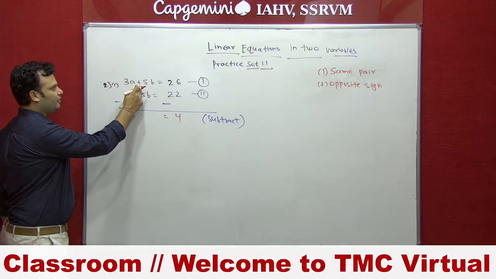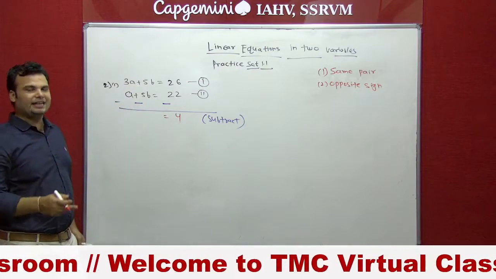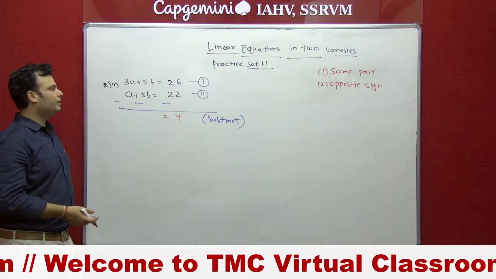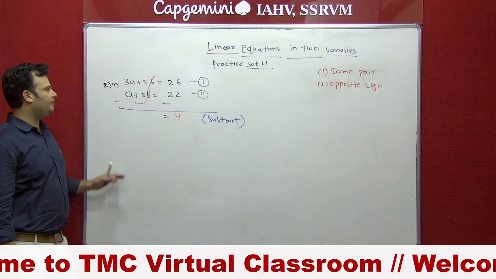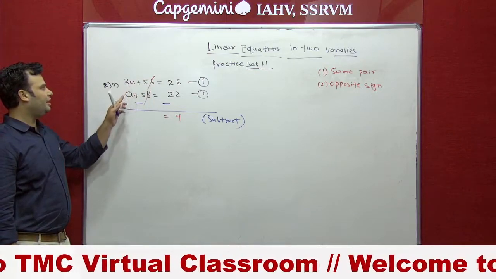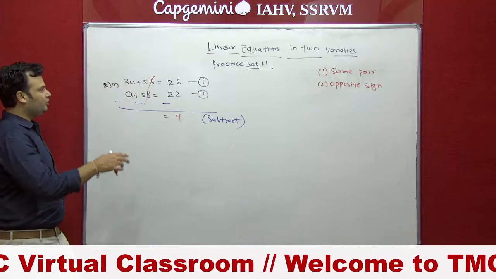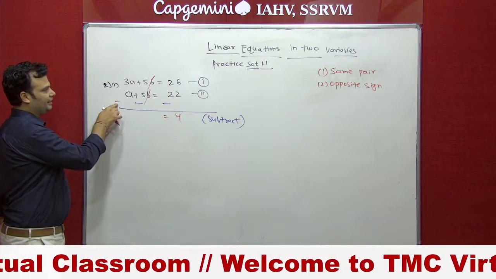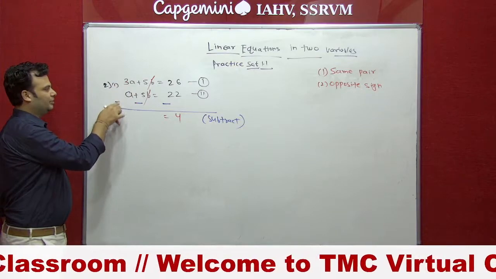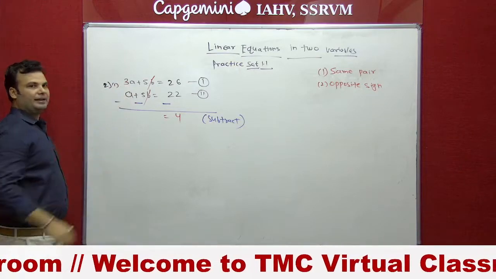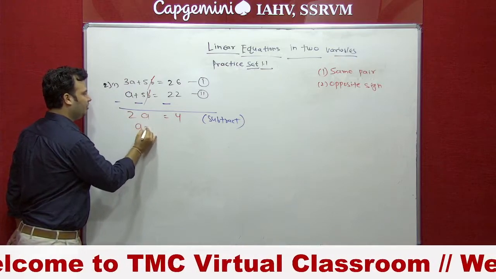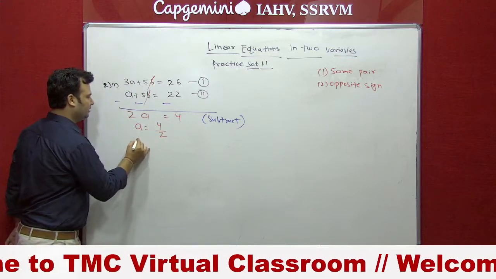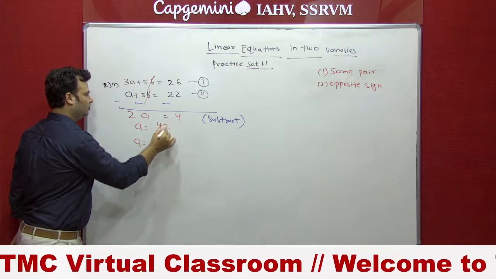Now you can see plus 5b and minus 5b. That's why we have to change the sign, to cancel one variable. So 5b and minus 5b get cancelled. Now 3a minus a. Always remember you have to take the next sign, that is minus. So 3a minus a, the answer is 2a. Now we have to find the value of a, 4 upon 2. 2 twos are 4, so the answer is 2.